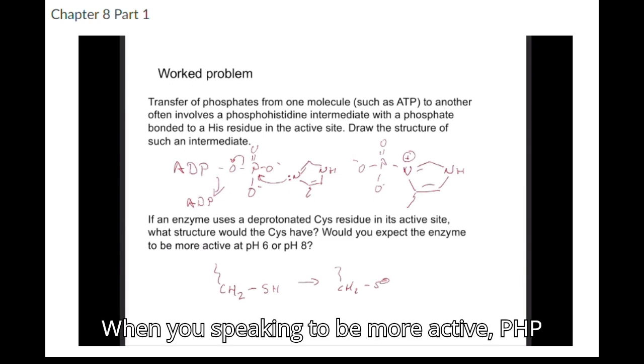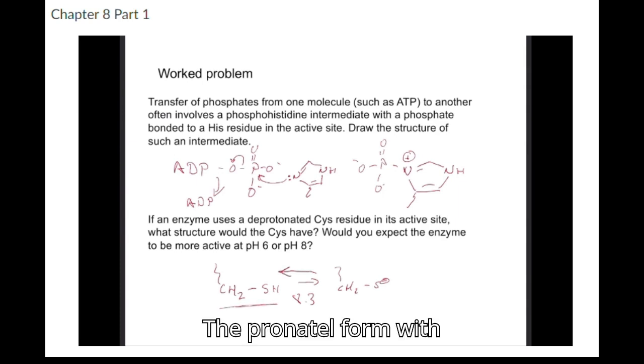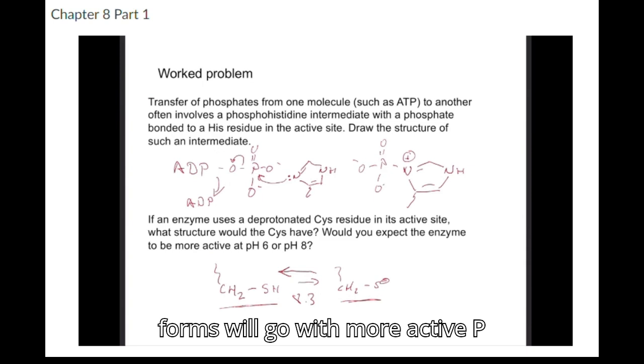Would you expect the enzyme to be more active at pH 6 or pH 8? Well, the pKa for this is about 8.3. So at pH 6, we're going to expect to have more of the protonated form. Whereas at pH 8, we're very close to the pKa, so we're going to expect to have a pretty good mix of these two forms. So I would go with more active at pH 8.